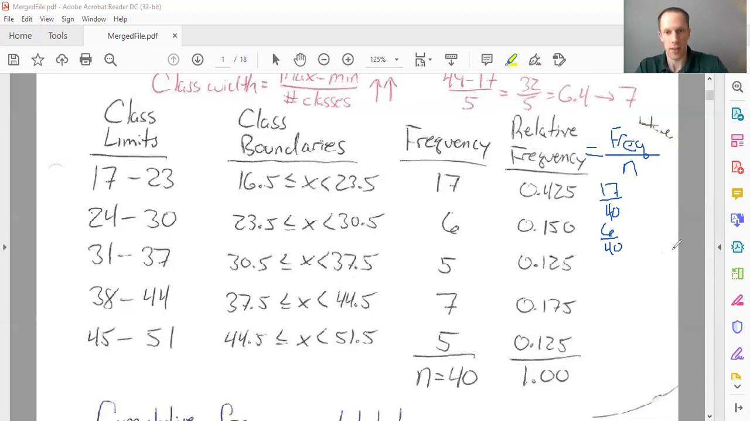And so you can get that relative frequency for all of your classes. If you add those up, you should get 1.00, because that would be 100% of the people accounted for. Now, if you have to round these numbers at all, you might not add up exactly to 1. It might be 0.99 or 1.01. If that happens, no problem. But you shouldn't be way off from 1.